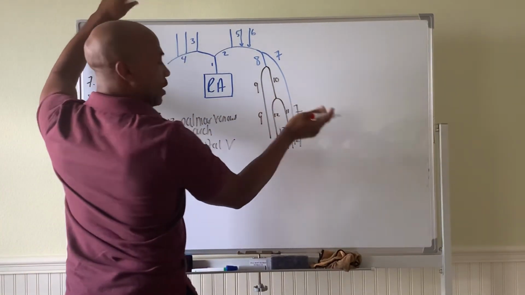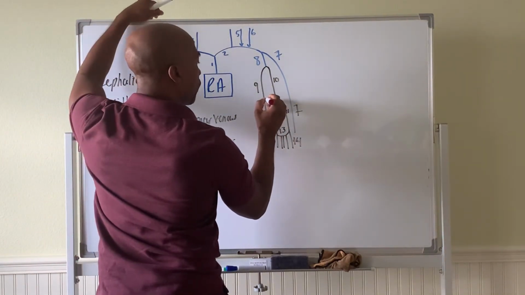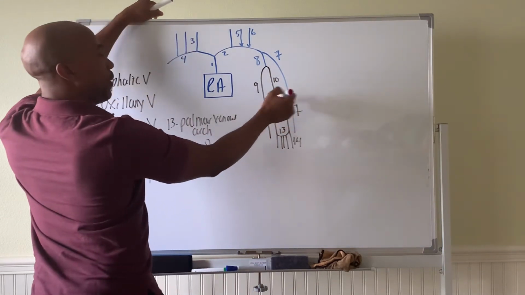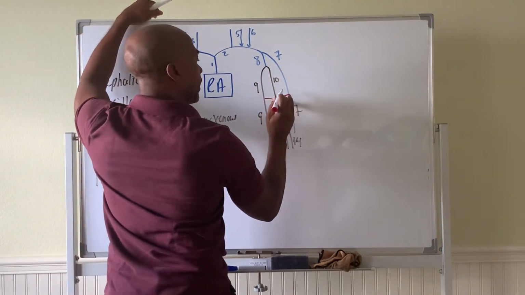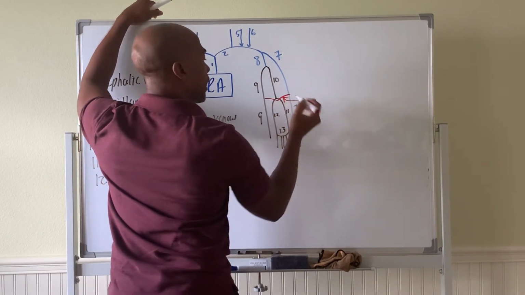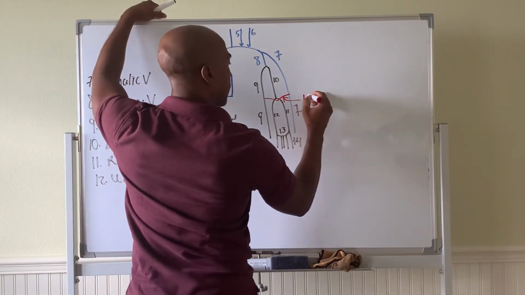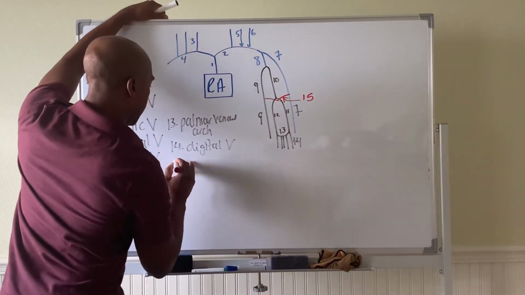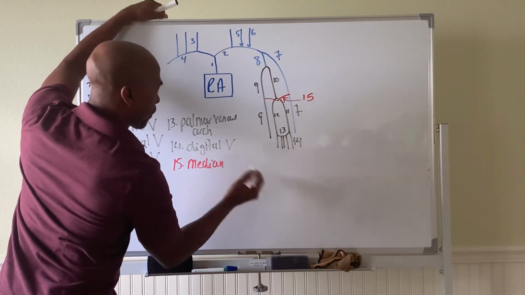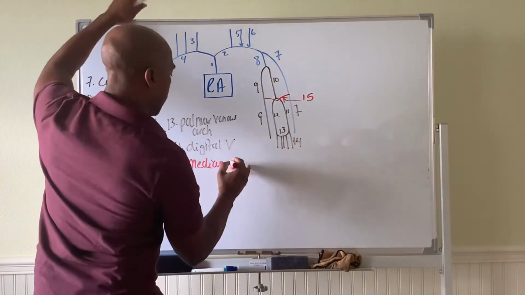At some point, your cephalic and basilic will meet at the point of the elbow, right around here. That vein where they meet together is normally the one that they take blood from. That vein is called your median cubital vein. So it's 15. Median cubital vein, right in here, in your antecubital area.